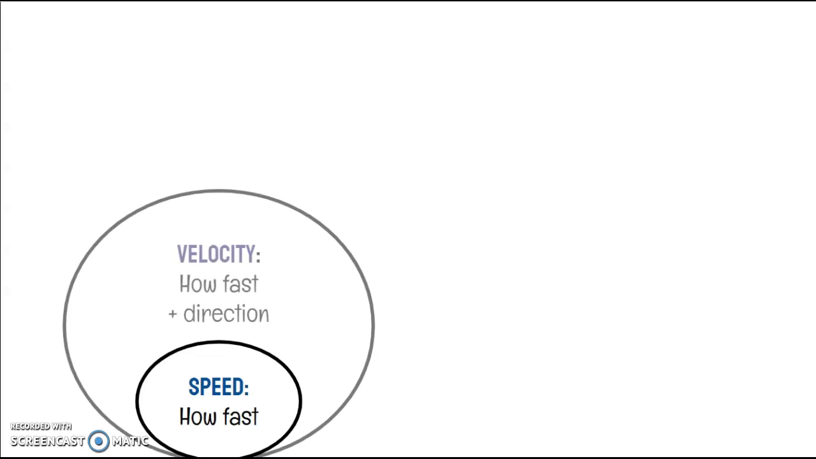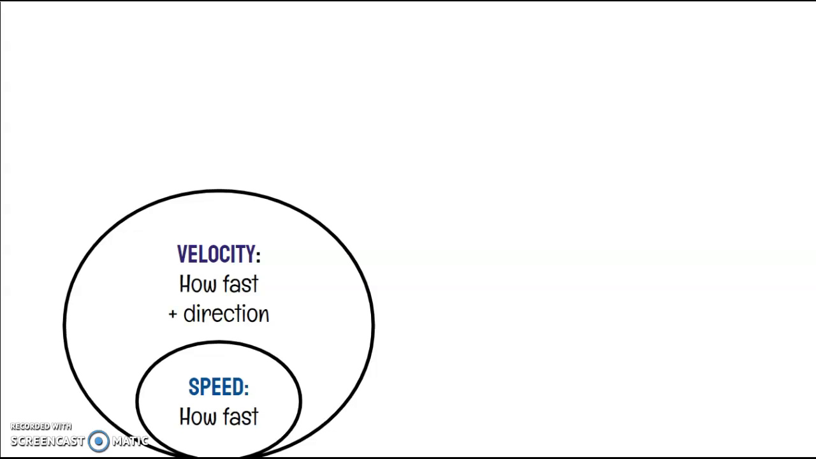Here's a little crash course on speed, velocity, and acceleration and how you can spot the difference between the three. As a review, speed is simply how fast you are going from one point to another. For speed, you need to know your distance and your time. Speed is part of velocity. Velocity is how fast you're going, or your speed, plus a direction.